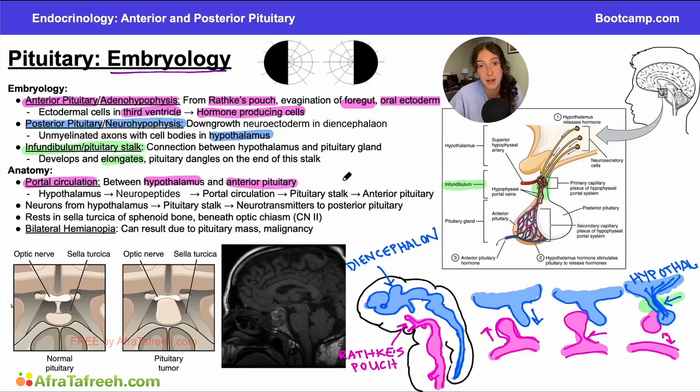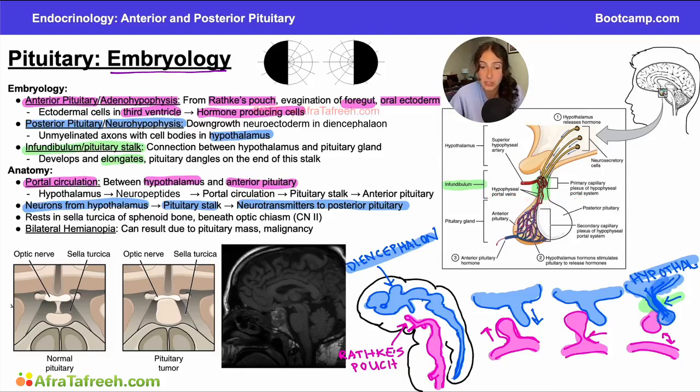Remember how we talked about how our posterior pituitary, because it arose from the diencephalon, the same structure which gives rise to our hypothalamus, kind of has that direct connection with the hypothalamus still. There's neurons from the hypothalamus, they have their cell bodies in the hypothalamus, and then these unmyelinated axons travel through our pituitary stalk, eventually just to release neurotransmitters to the posterior pituitary. It's this kind of direct connection right through the pituitary stalk, easy and done.